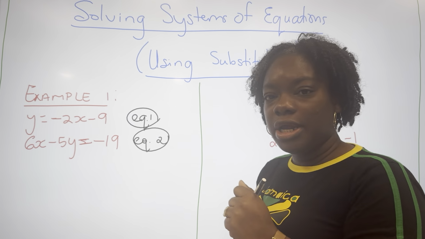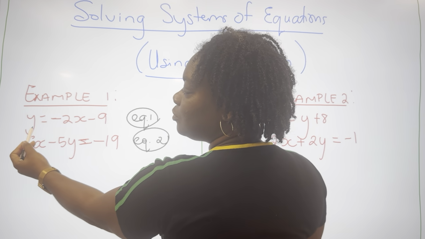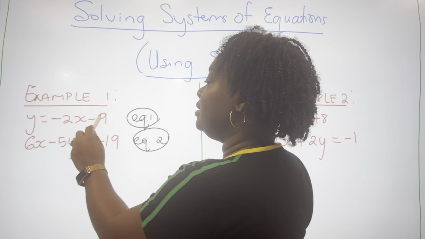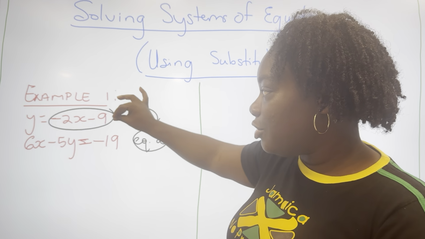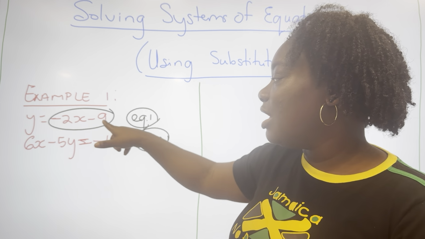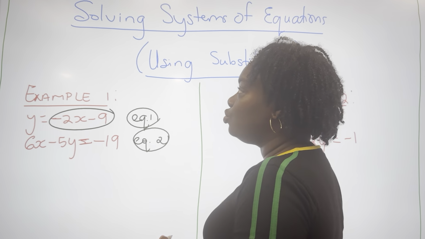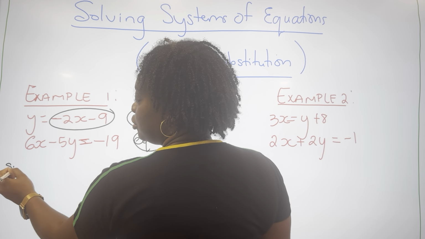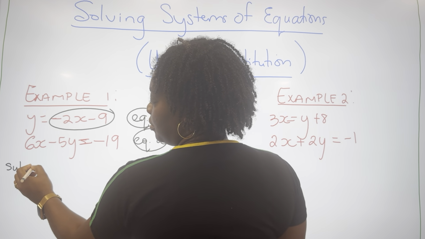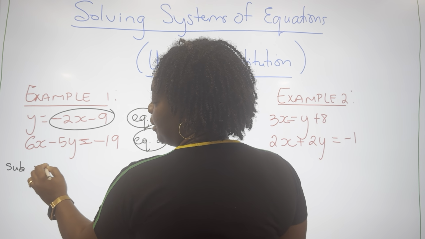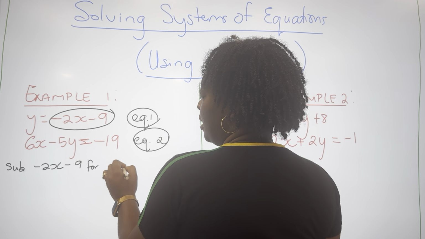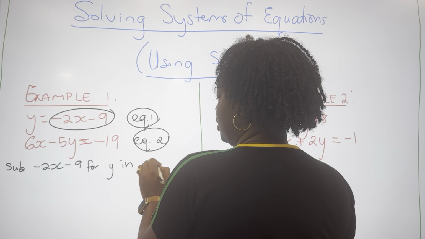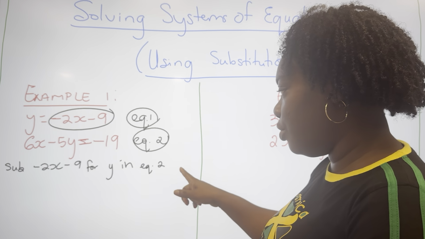Now if you notice right here, it tells you that y is equal to minus 2x minus 9. So I can go ahead and substitute that into my equation 2. Let's go ahead. So we're going to sub minus 2x minus 9 for y in equation 2. All right, that's what we're going to be doing.